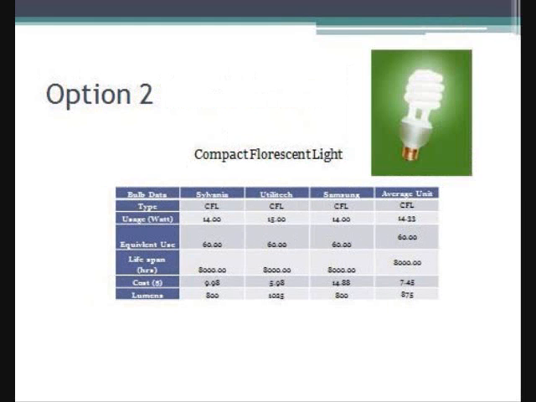The second lighting option that will be evaluated is the compact fluorescent light or CFL. Note this table represents the same data that was present for the LED, and more importantly, the figures that will be used later on in this video, which are the unit cost, lifespan, and power usage.